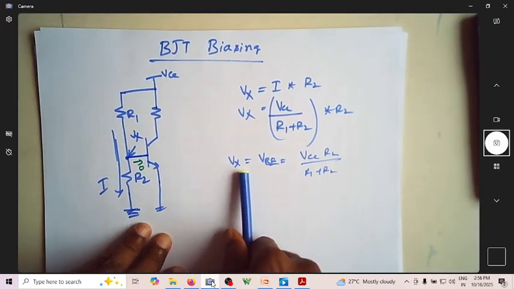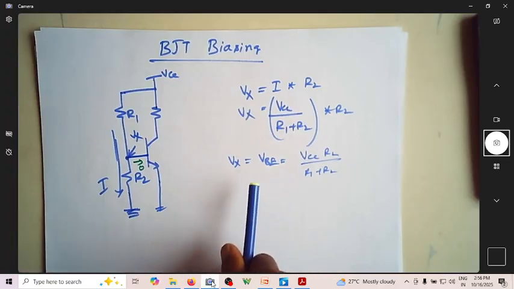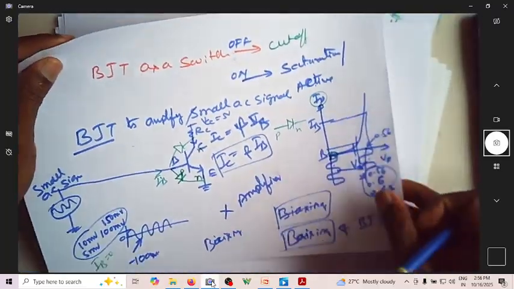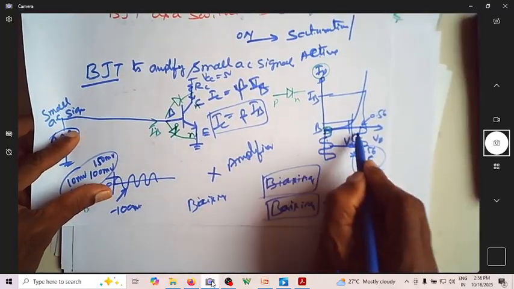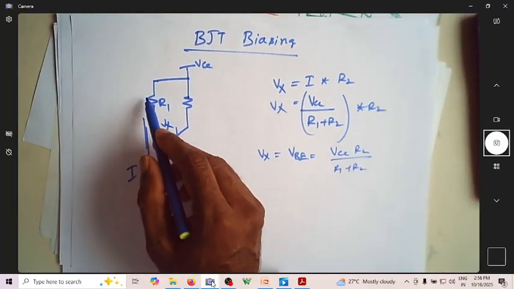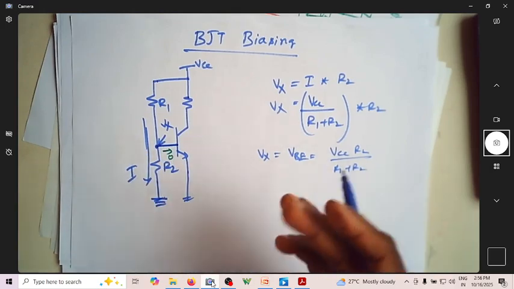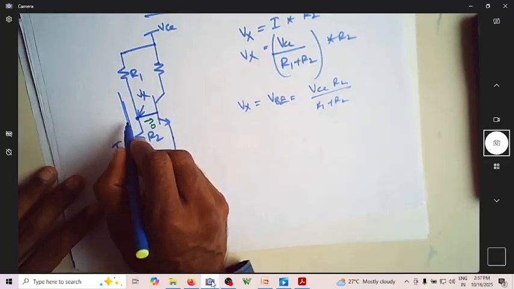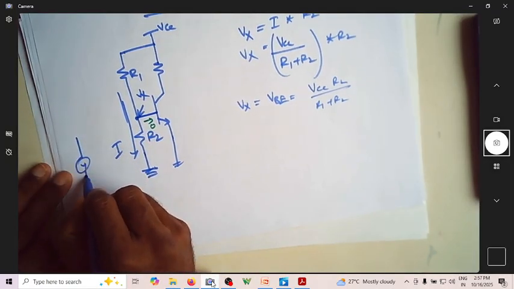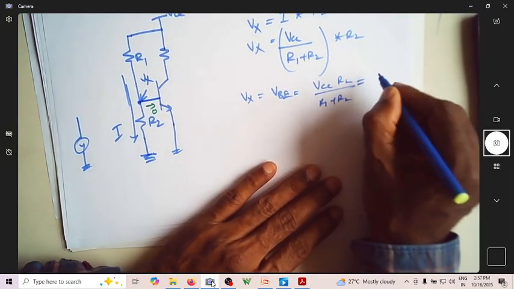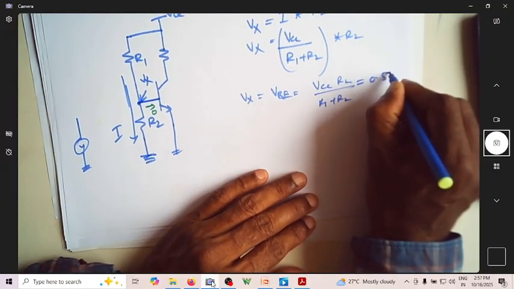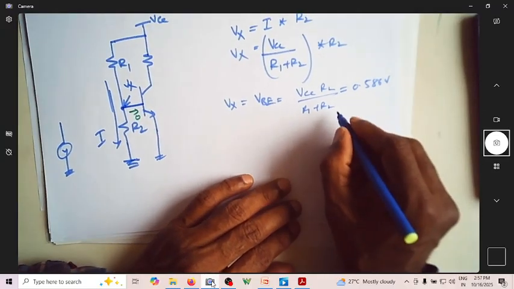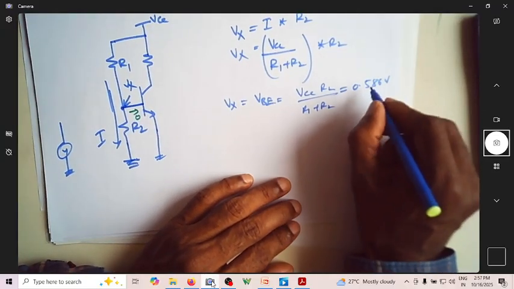Why do we require this VB of this much? So that it shifts the input signal variation around 0. To shift it, you have to have this bias voltage so that this voltage is whatever the required voltage. Now I have the AC signal here. Let us assume that this is 0.5986 volt.